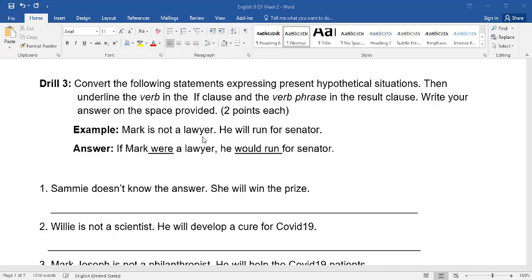Look at this. Mark is not a lawyer. First sentence, he will run for a senator. Second sentence. Combine that using an if clause and a result clause to form one conditional sentence. And the result will be, if Mark were a lawyer, he would run for senator. So that is how you will answer. Drill number 3, write your answers on the blank. Sulat nyo dito sa blank.